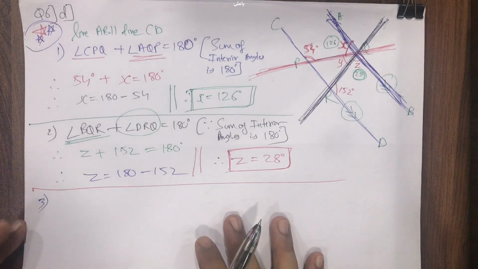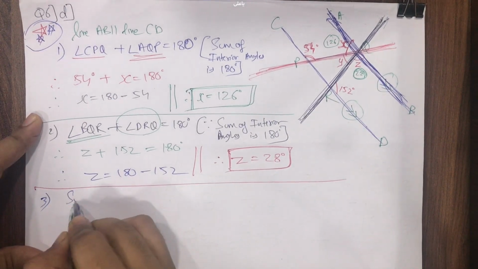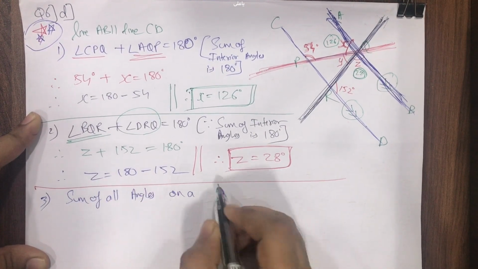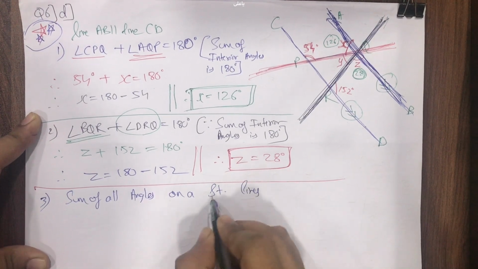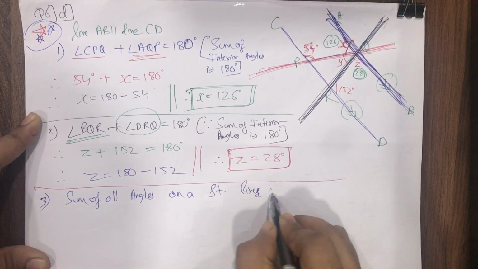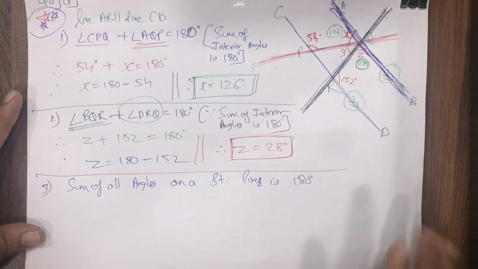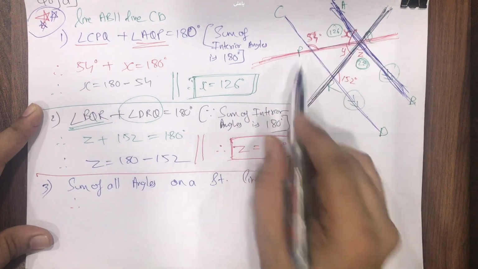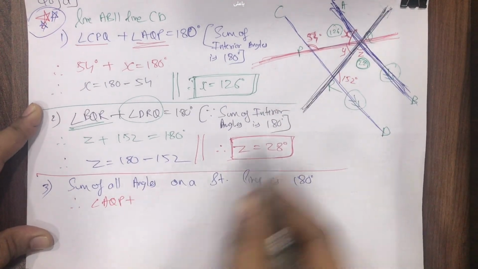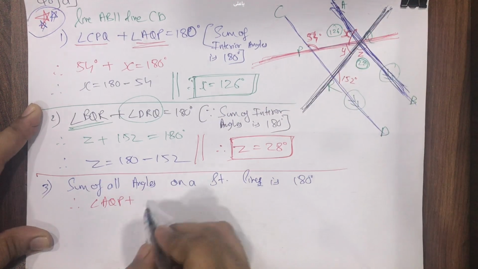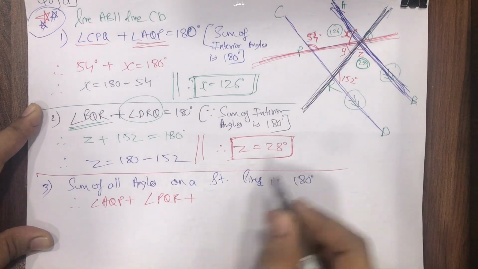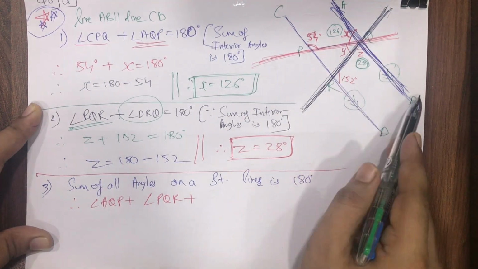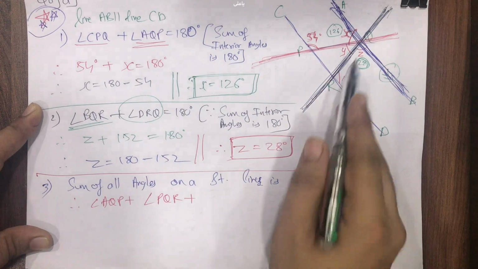Okay, so now the third one. Reason: sum of all angles on a straight line, ST meaning straight line, is 180 degrees. So now the names of the three angles will be angle AQP, plus the Y one, named angle PQR, which you can also say RQP, plus the name of this will be RQB, or you can write BQR. I'll write RQB.